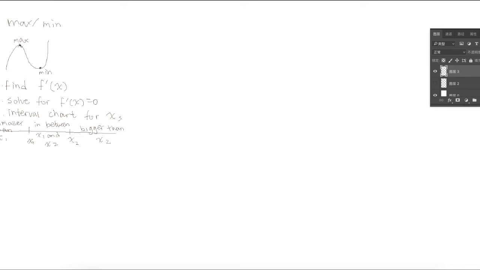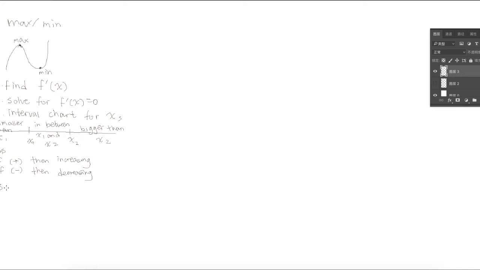Now you need to sub in those numbers each by each back into your first derivative. And if the answer is positive, that means this interval is increasing. If the answer is negative, then that means this interval is decreasing, which you can use to determine the max and min. If it's increase then decrease, then that means it's a max. If it's decrease then increase, then that means it's a min.